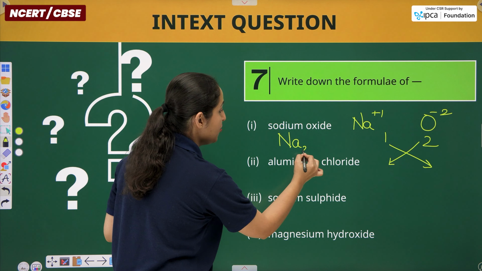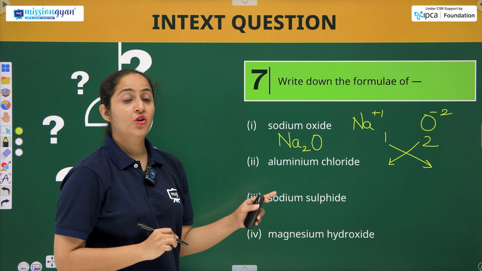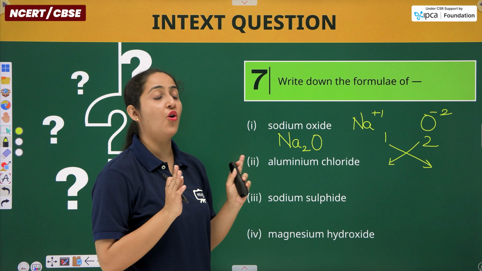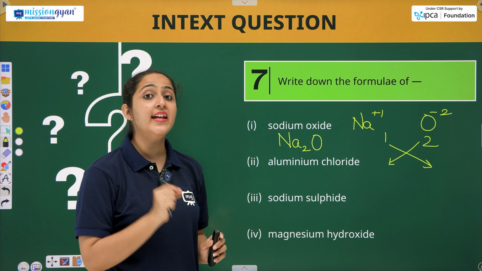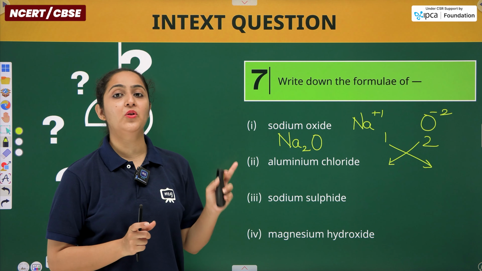Na. Now the 2 will come over here and oxygen is there. No need to write 1. यहाँ 1 लिखने की जरूरत नहीं होती है. So the formula for sodium oxide is Na2O. All right, let's see the next one, aluminium chloride.